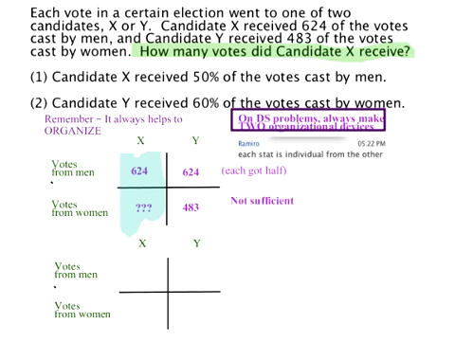In this statement, this time we know that X received 624 votes, and we don't have any idea how many Y received from men. But do we really care? Notice that if you have 483 votes, this is 60% of the total.